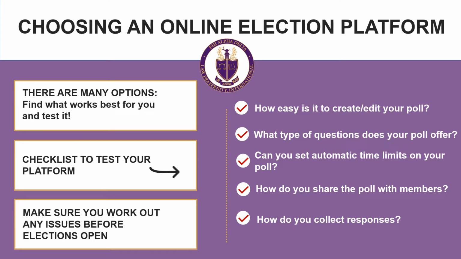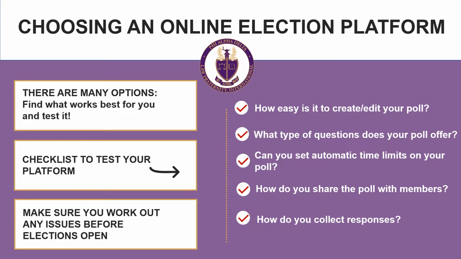Once you've picked your platform, I recommend setting up a test survey for you and your officers to play around with the system. This can be an easy 1 or 2 question survey. During your test survey, run down the checklist of what to look for. This includes how easy it is to create or edit your poll, meaning will it be difficult for you and another officer to enter all the information about the candidates? Another thing to look at is what type of questions does your poll offer? Are you able to add a write-in option? Can the system limit the amount of candidates a voter can choose for a particular office?